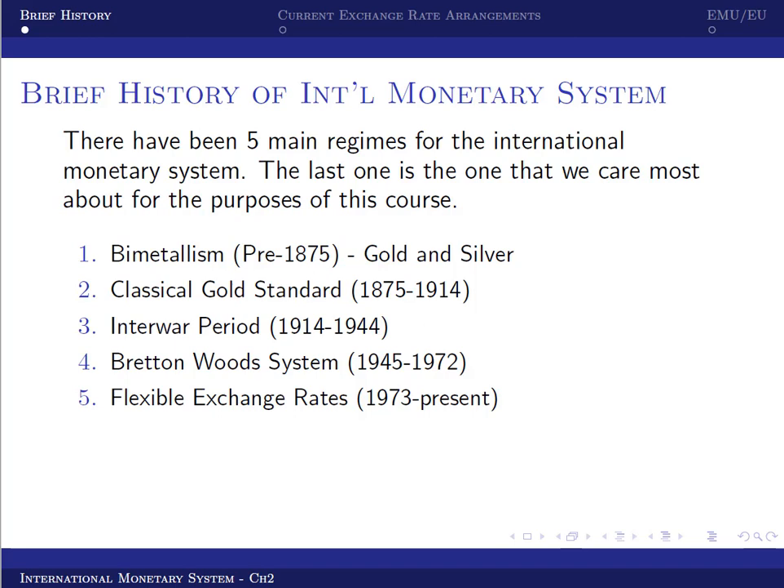And then finally, the 5th regime, flexible exchange rates. That's kind of the place we find ourselves in today. The market determines these rates. Central bank intervention is allowed but not necessarily encouraged, and gold has been officially abandoned as a reserve asset.